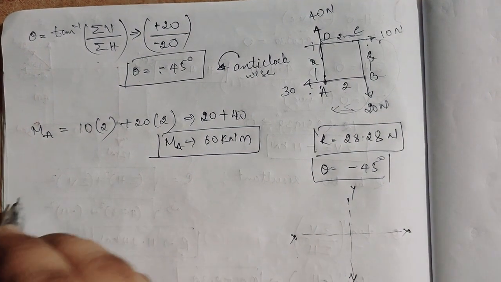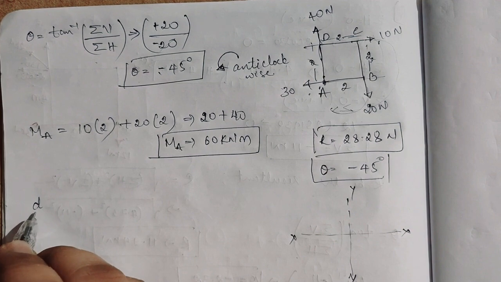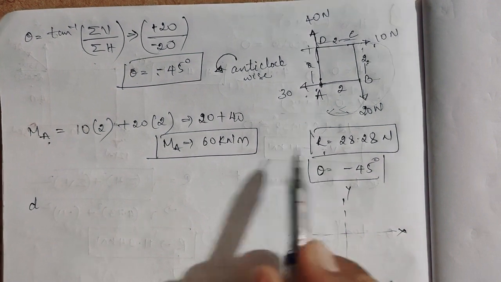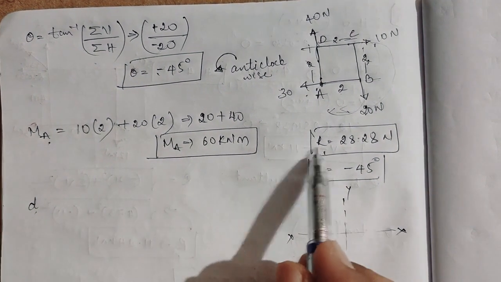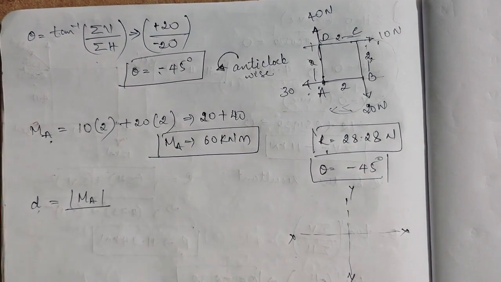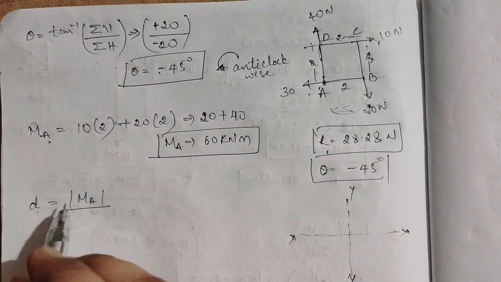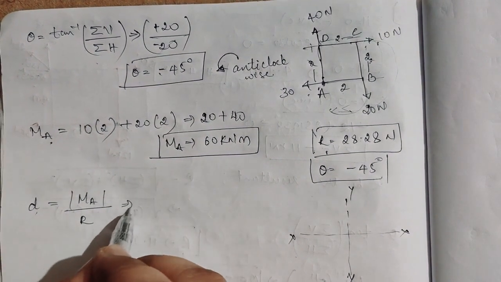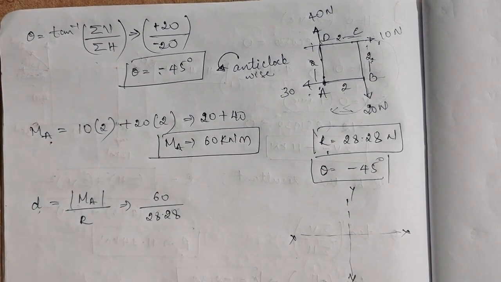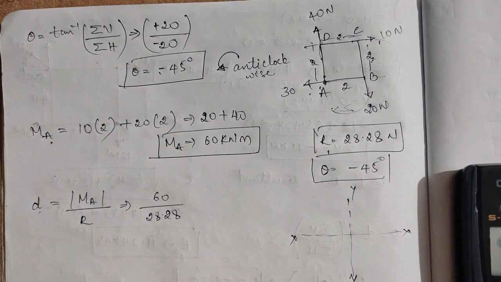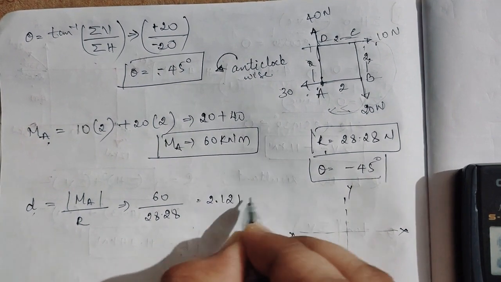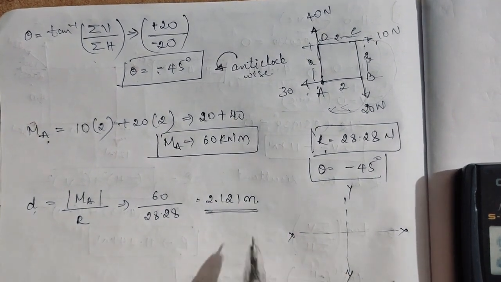So before that I'll find the distances. So what is this d? D is the distance of moment A from the resultant R. This D is the perpendicular distance from R to A. So moment about A divided by R, what is the formula? Moment about A divided by R. So that will be 60 divided by 28.28, that is 2.121 meter. So D value is this.